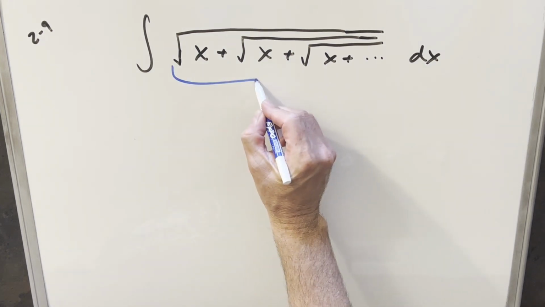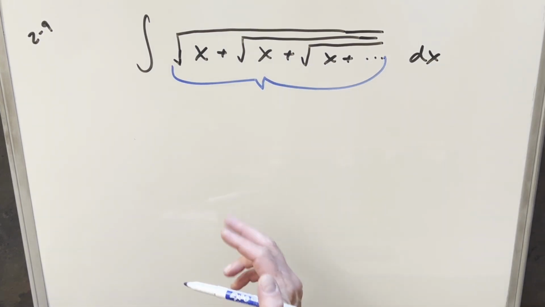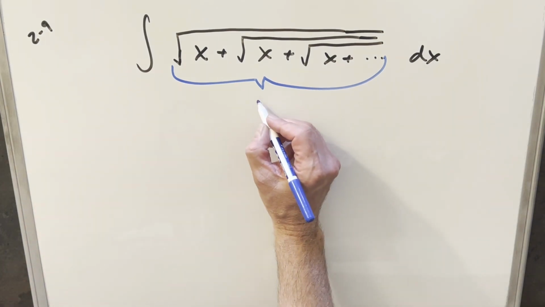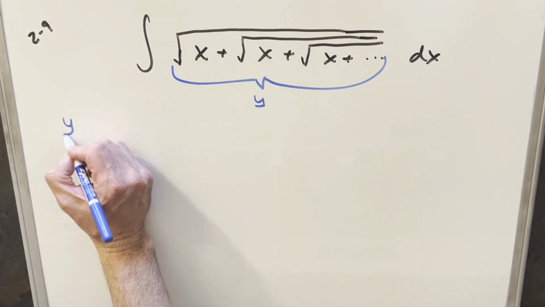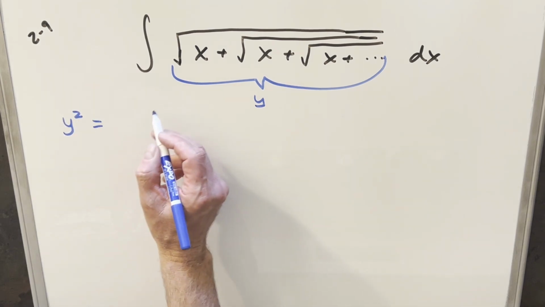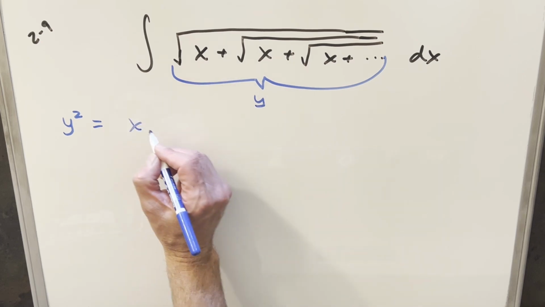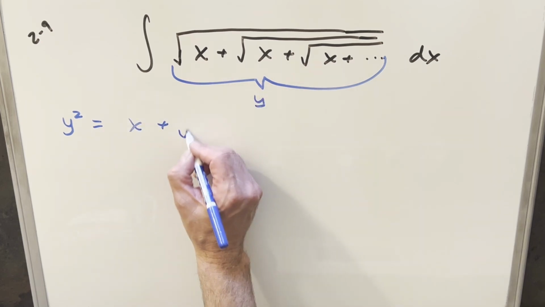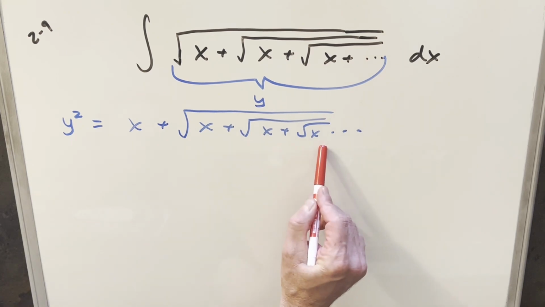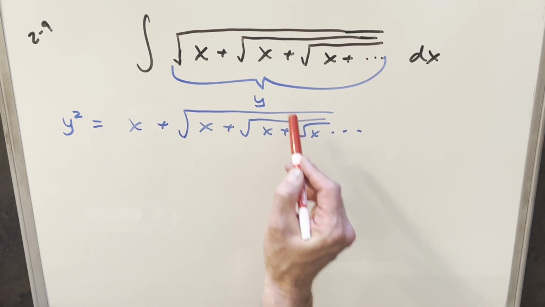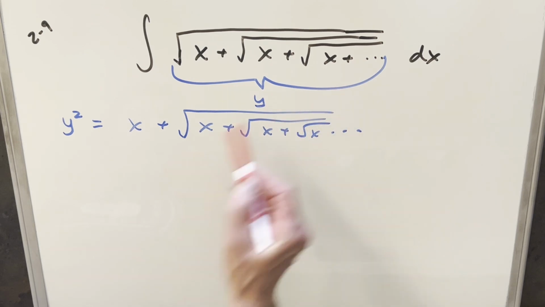the way to go is to set this equal to another variable and try to reduce it into something we can work with. So what I want to do is call this whole thing y. And then in order to get some simplification, let's just square it. And what's going to happen is this first x is going to pop out. We're going to have x plus, and then we're still going to have all this other stuff. But the thing to notice here is because this is infinitely nested, this piece right here is actually the same thing as the whole integral.